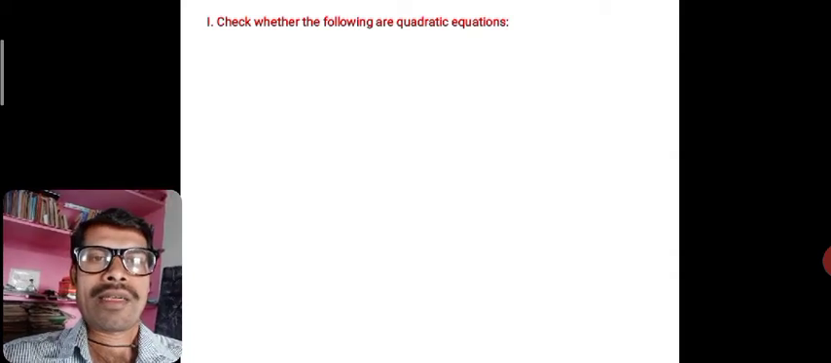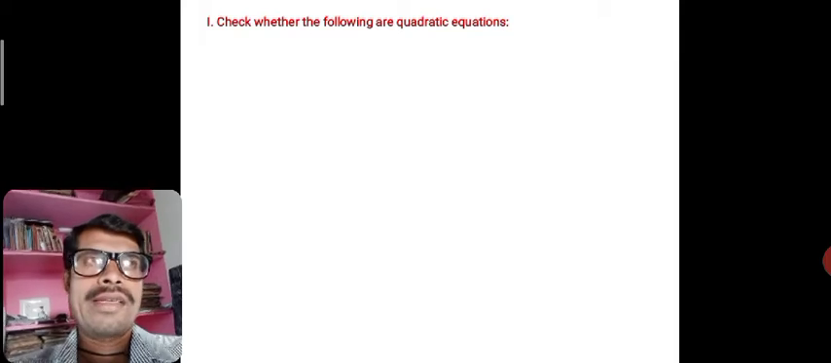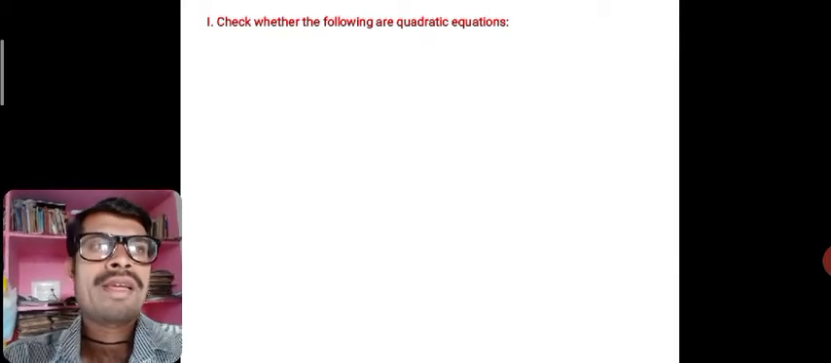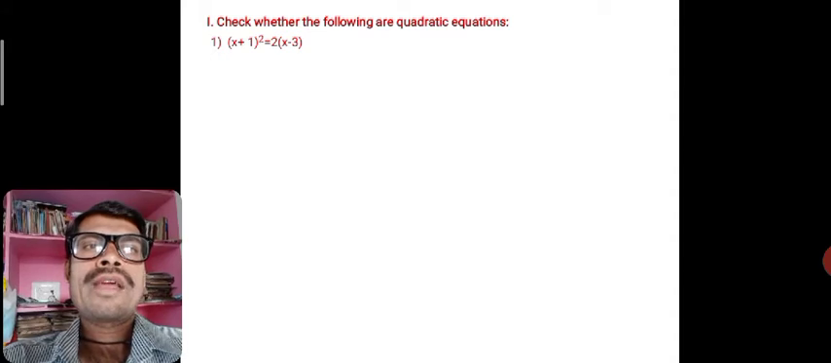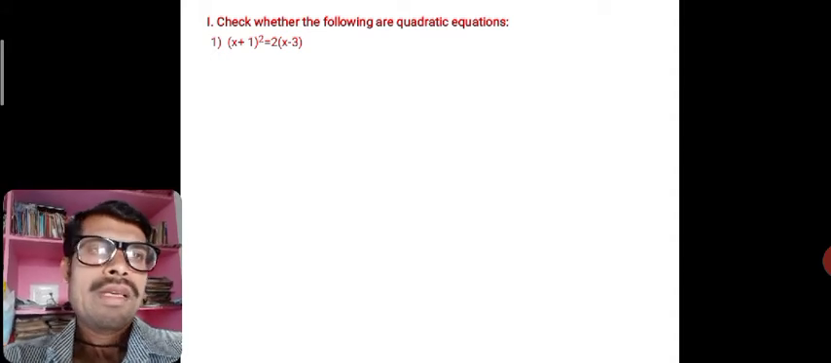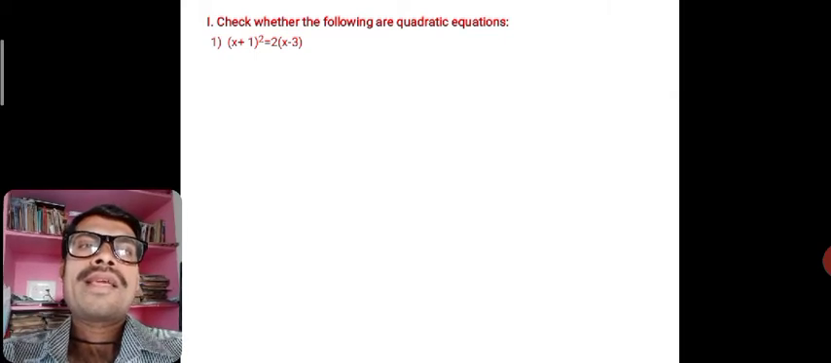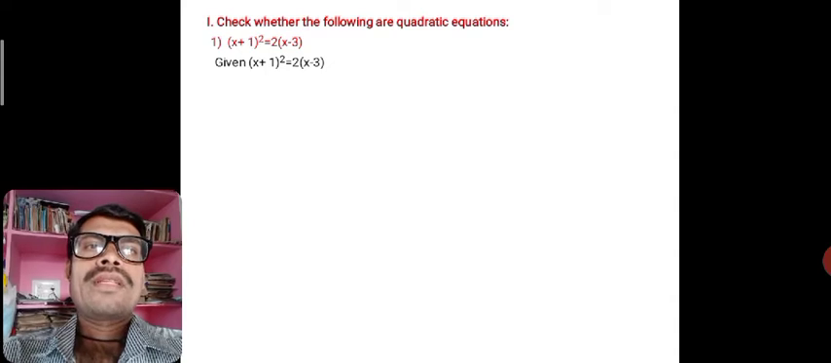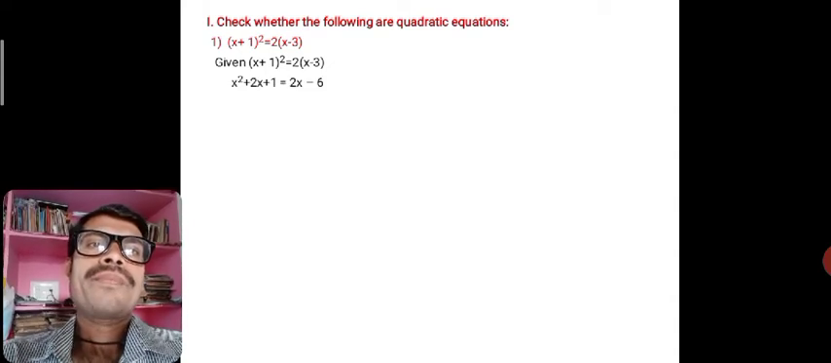Let us check some equations to see whether they are quadratic or not. Those which are not in the general form, we have to bring into the general form, then decide. Let us consider x plus 1 whole square is equal to 2 into x minus 3. Let us solve it first. Expand the LHS using the identity a plus b whole square.